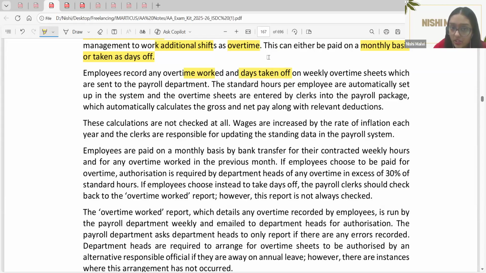Automatically, and overtime sheets are entered by clerk. Overtime sheets are there, system are there. These documents need to be checked for completeness, right? Completeness and accuracy. See, very easy. Whenever they are saying accuracy, recalculate it. Check total wages, total salaries, recalculate.